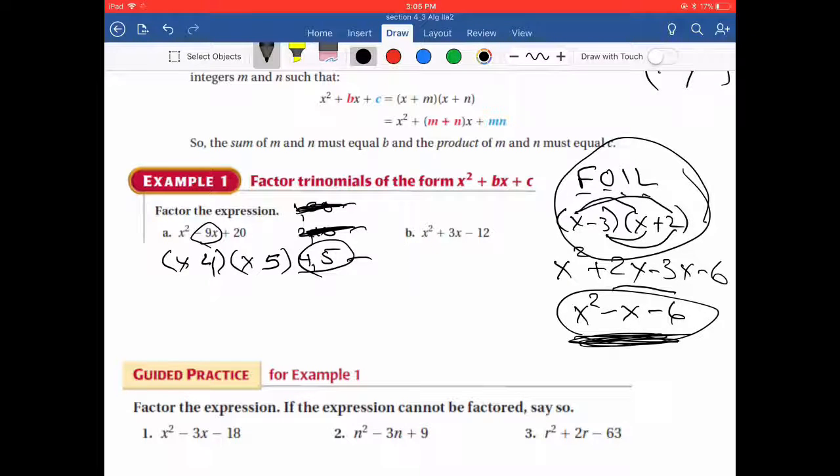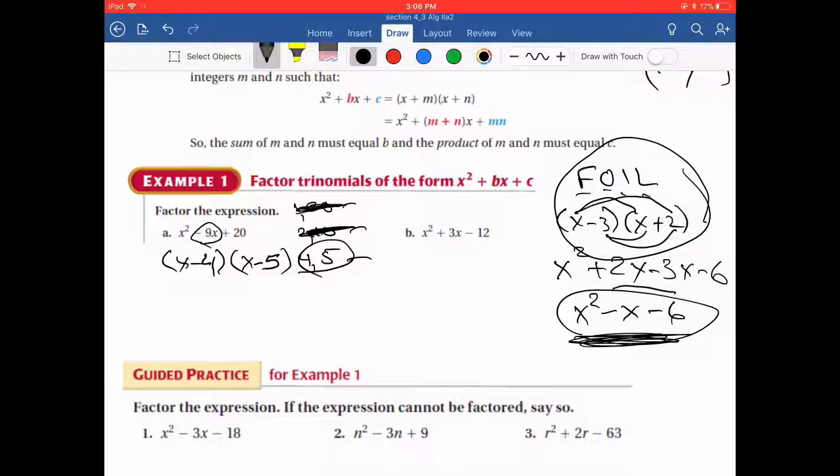Now the signs. Looking at the original equation, you have a plus 20 and a negative 9x. To get a plus 20, they both got to be the same sign. The 4 and 5 got to be both positive or both negative. Well, if I make the 4 and 5 both pluses, and when I do my foiling, you know, the x times the 5 and the 4 times the x, that's going to give me a positive 9x. So I do not want to do that. I'll try negative. So when I do my outsides and insides, I get negative 5x, negative 4x. That gives me a negative 9x.